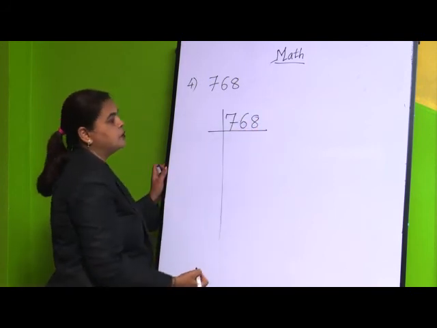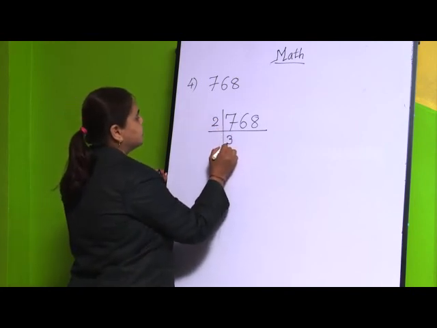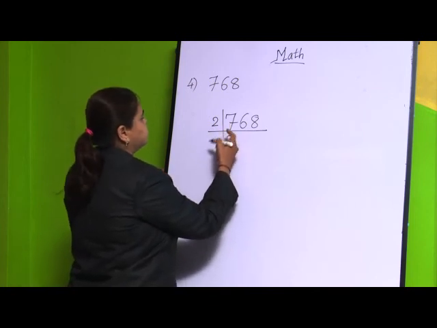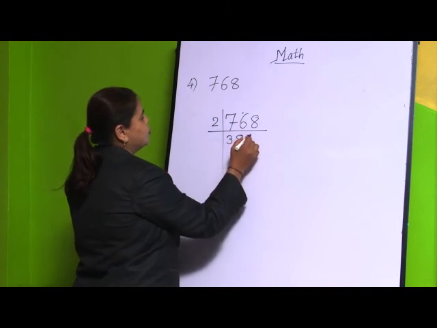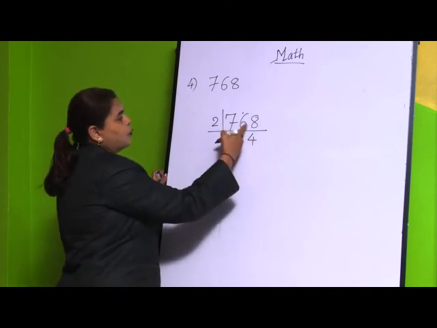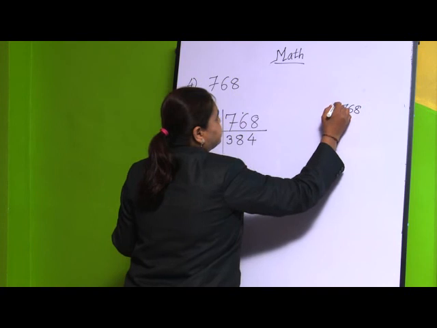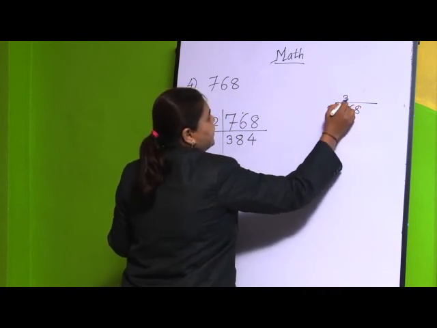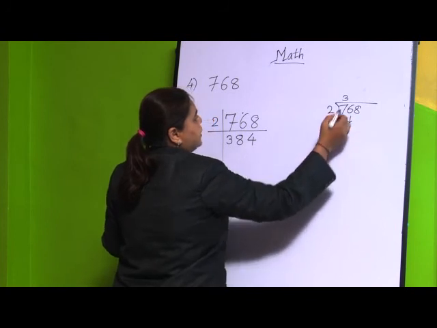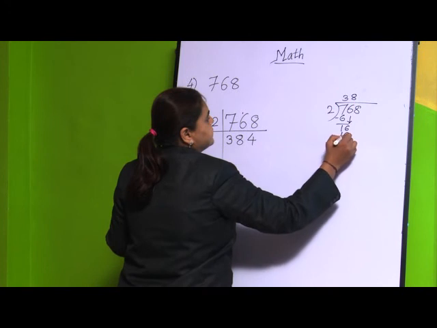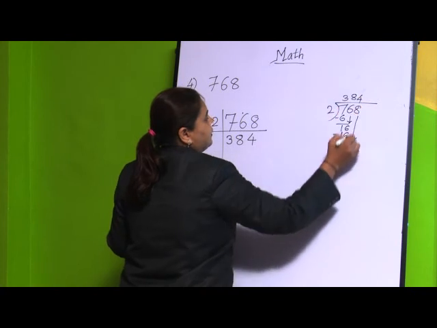It is an even number, so it is divisible by 2. So, 2 3s are 6, 7 minus 6 is 1 left. So, it is 16, 2 8s are 16. Suppose it is a large number, you can do the division practically with 2. 2 3s are 6, 1 will be left, get 6 down, 16, 2 8s are 16 will be 0, get 8 down, so 2 4s are 8.